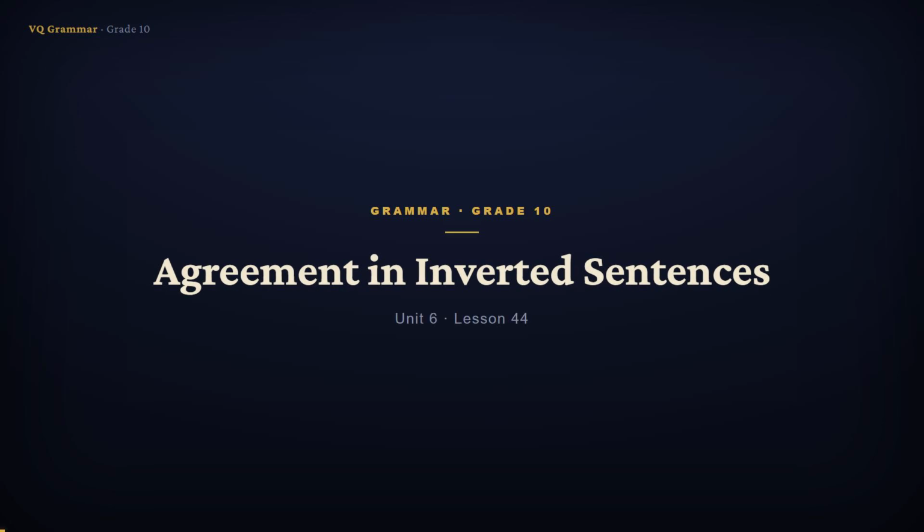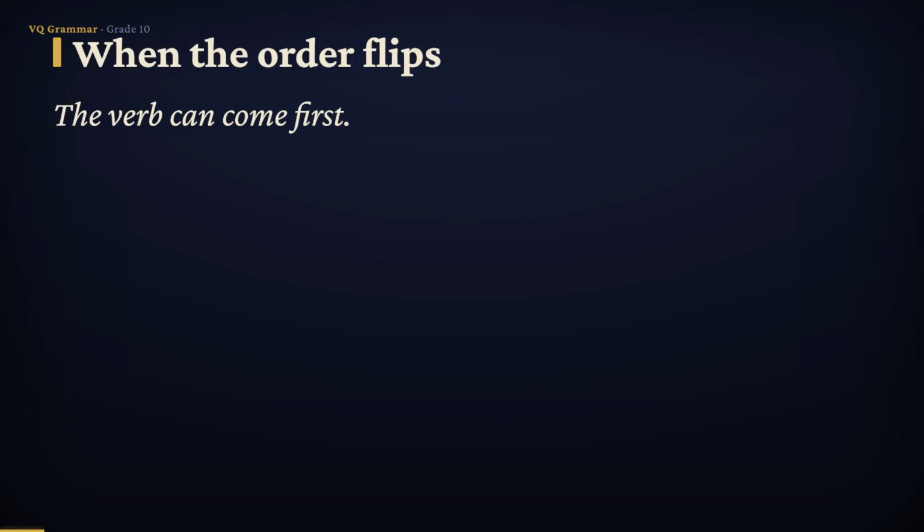This is Unit 6, Lesson 44, and today we take everything you know about subject-verb agreement and turn the sentence upside down. Usually, the subject arrives first and the verb follows it, but sometimes the verb comes first and the subject shows up behind it. When that happens, the agreement rule does not change one bit, but finding the subject suddenly takes a little work. Let's learn how.